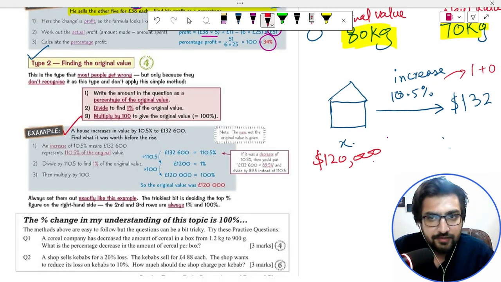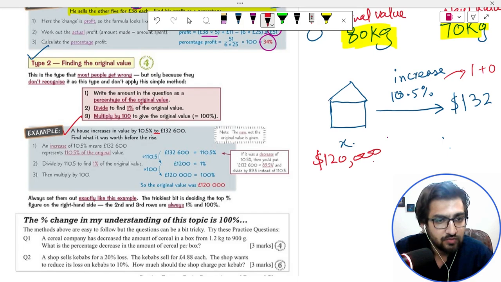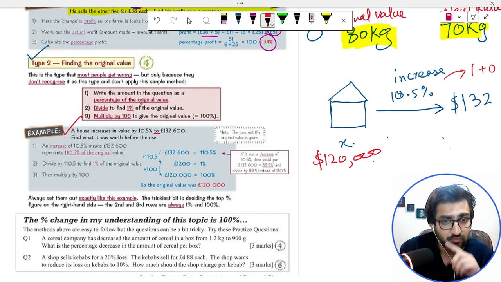The same question is here. I explained you this question, by the way. A house increases in value by 10.5% to this. So the original value of the house is not given. Find what it was worth before the rise. So actually the question is asking for the starting price.